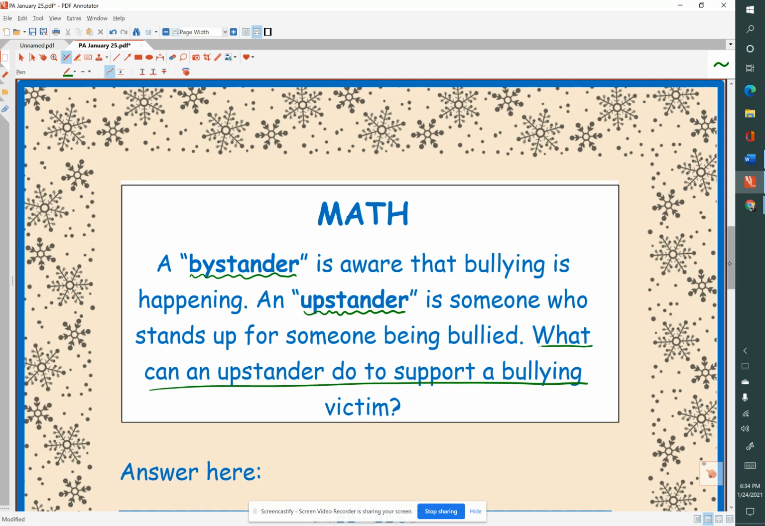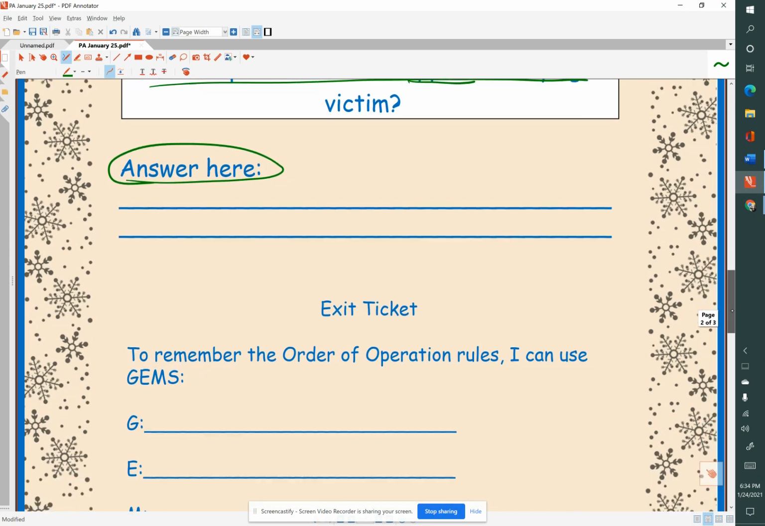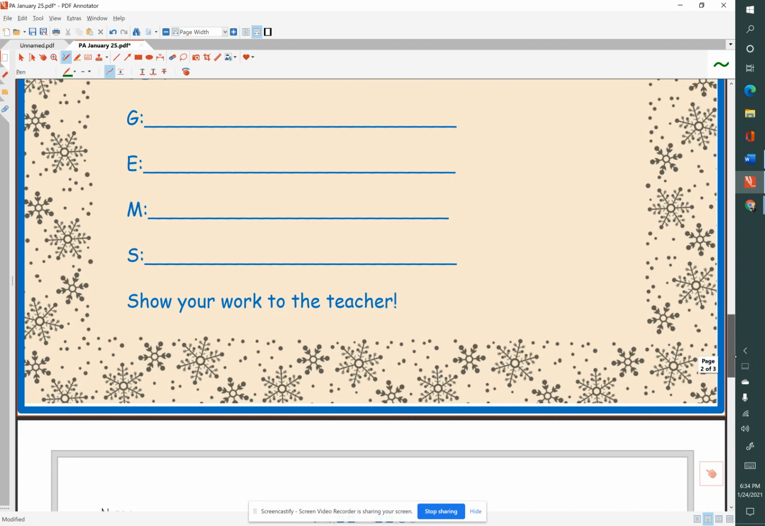I want you to think about different ways you could help. Could you say something? Could you tell an adult? What could you do? How can you be supportive to a bullying victim? And let's put your answer on the line right here. And we'll get back to our exit ticket.